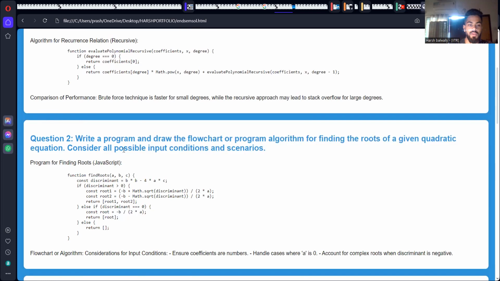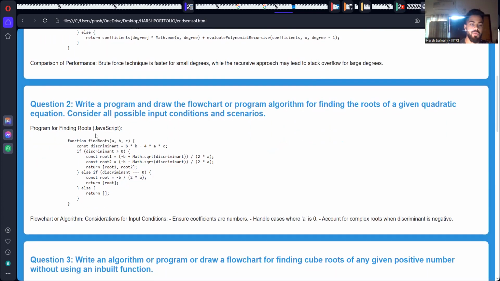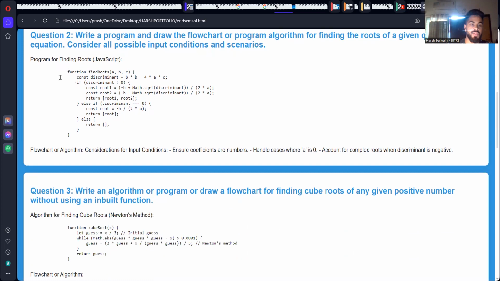Question number 2 is: write a program and draw the flowchart or program algorithm for finding the roots of the given quadratic equation, covering all possible input conditions and scenarios. So for the program for finding roots, we are using JavaScript.